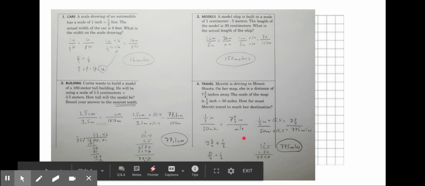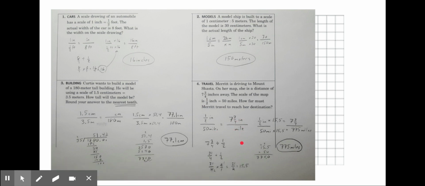But again, the key thing stopping many of you is that you're not establishing your ratio and then setting it into a proportion: one ratio equal to another ratio. So you need to put that in there.